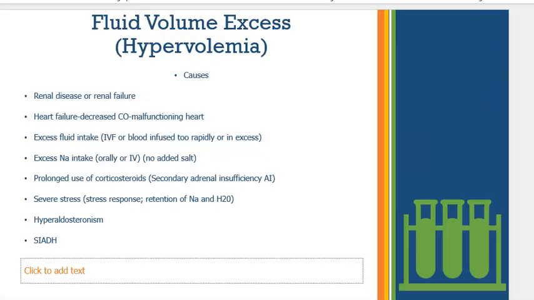Now we'll go on into fluid volume excess, or hypervolemia. The biggest diagnoses you'll see that go along with hypervolemia are renal disease or that chronic kidney failure, even with acute renal failure, and heart failure. Those two will be the most popular. So with your fluid volume excess, you'll have a lot of hemodilution, which just means that you've got too much fluid in there.